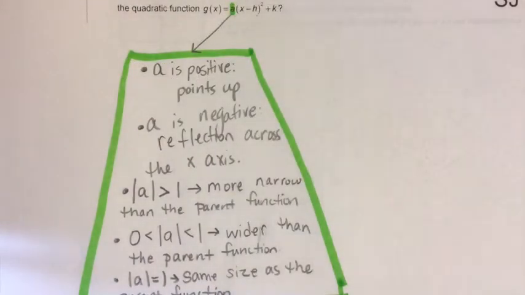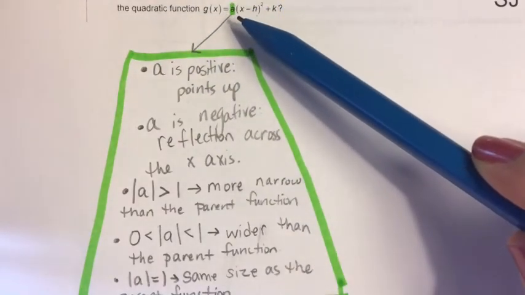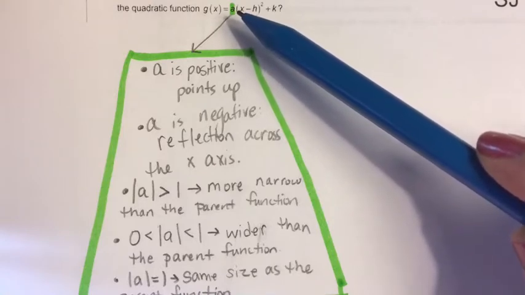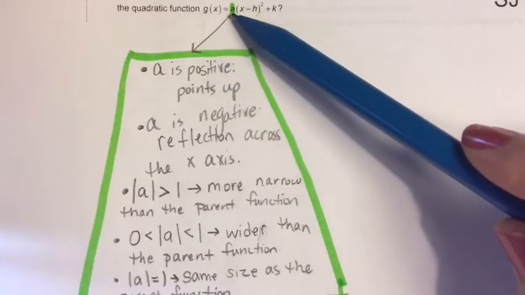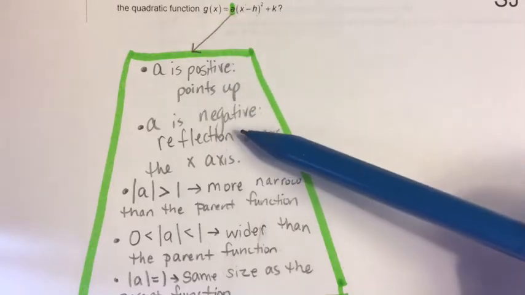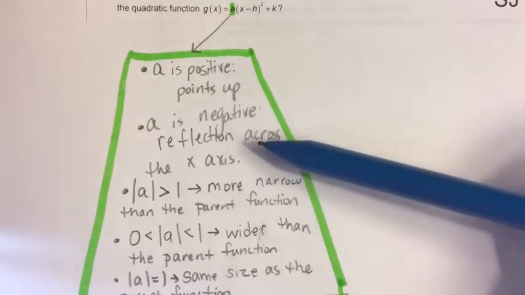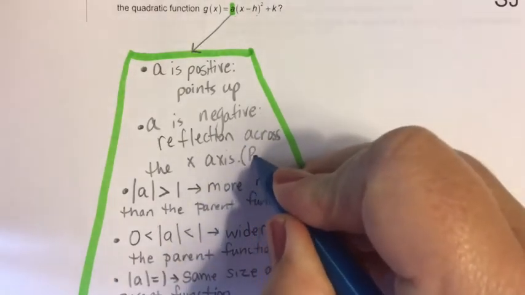The first thing that I wrote down has to do with this value of A. This value of A tells you several different things about the appearance of the graph of this parabola. If A is positive, that parabola or quadratic function points up. If it's negative, it's a reflection across the x-axis, which means that it points down.